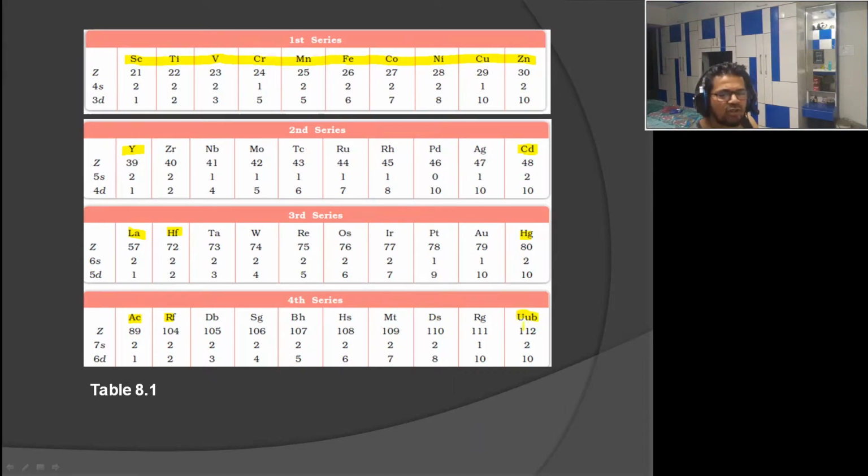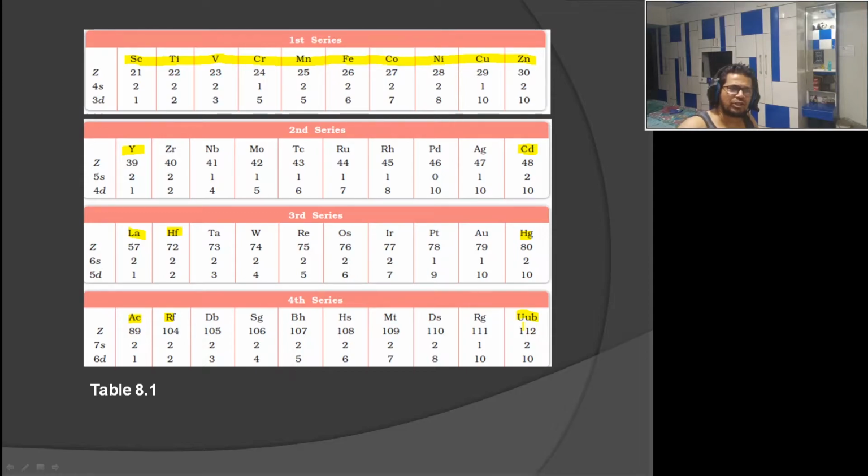is now changed. Earlier it was UUB, there was a nomenclature, remember? Unbium means 112, un means 1 and bium means 2. So 1 bium 2, that way. Now it is copernicium. Now 21 to 30, mnemonic, listen to me carefully.